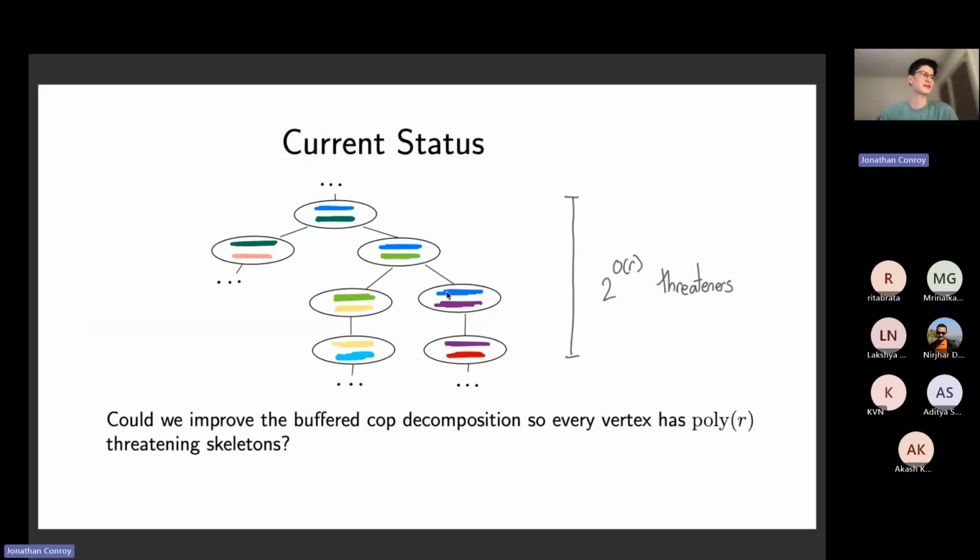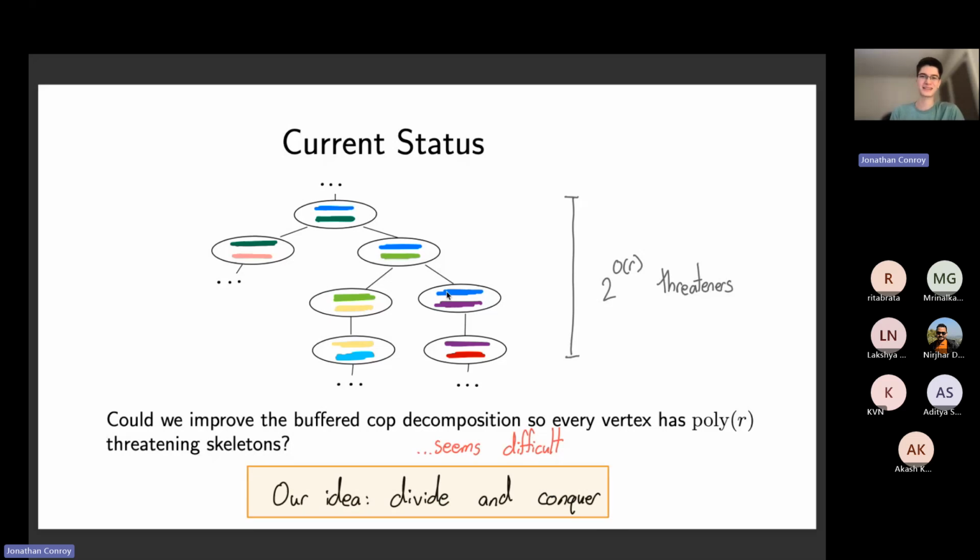And the first thing that you might try is to improve the properties of the buffered COP decomposition directly, so that every vertex has poly r threateners. For example, you could do this by improving the buffer parameter to some absolute constant that's independent of r. Unfortunately, this seems very difficult, and so our bypass is to still work with the same buffered COP decomposition with 2 to the r threateners, but then do divide and conquer on this, as opposed to just carving and growing all of the paths downward.